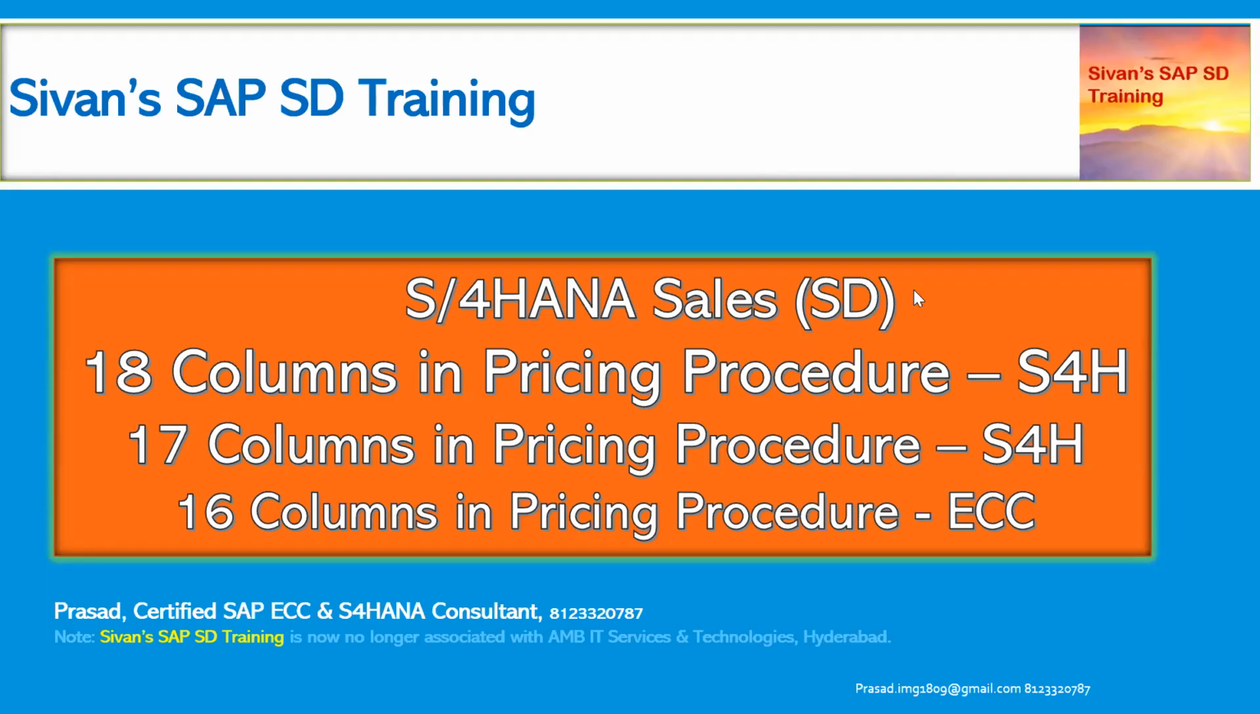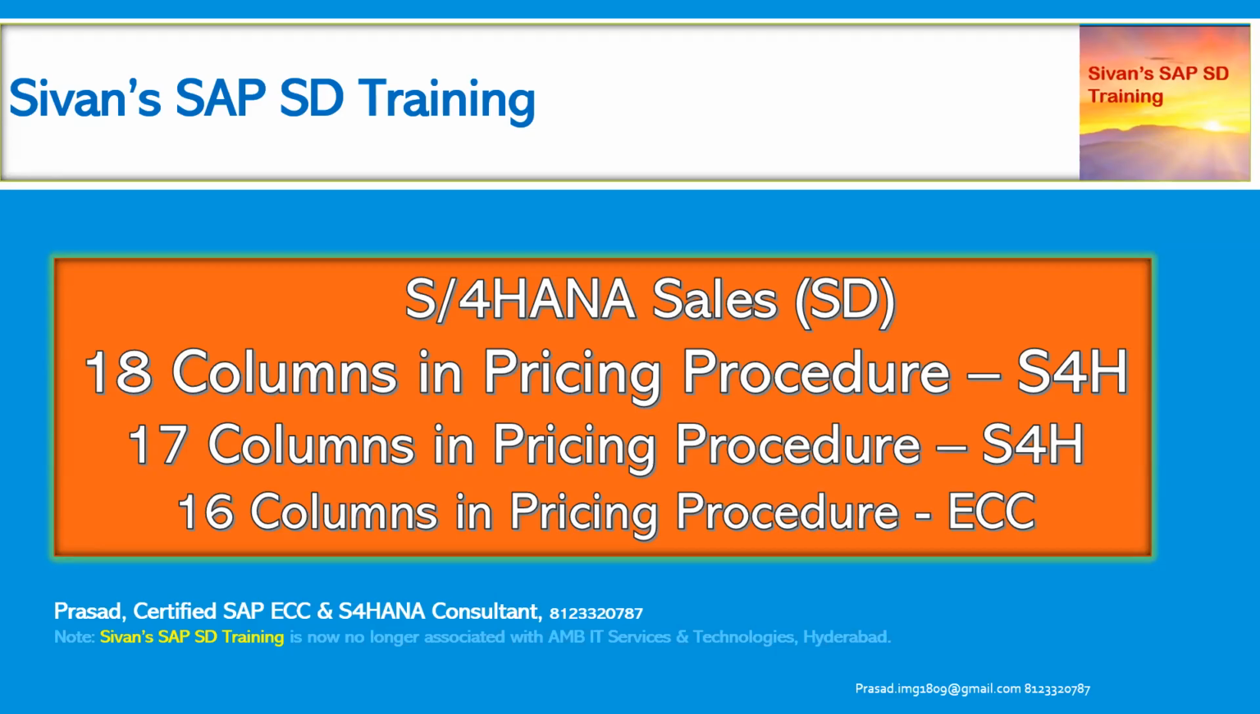In this session, I would like to explain to you all about the pricing procedure transformation from ECC to S4HANA. In ECC, it was 16 columns when it was launched, and then it has become 17 columns from 1610 onwards. That means October 2016 onwards, when it was launched. Till the recent versions, it has been included as the 17th column.